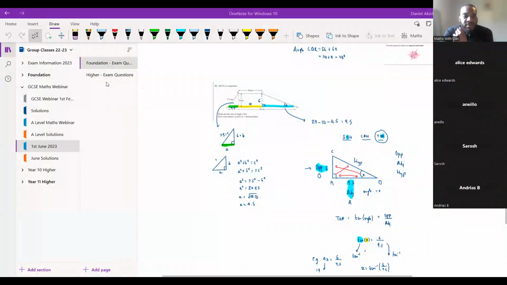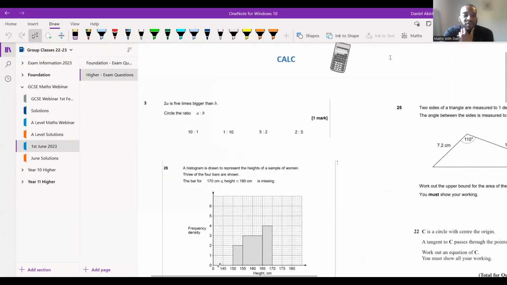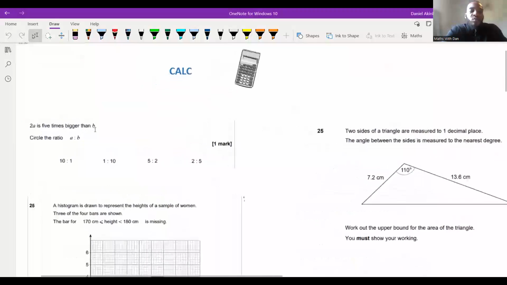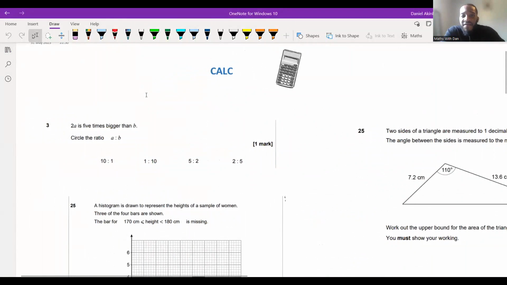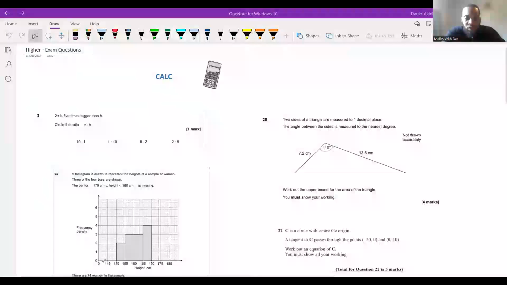Let me get my whiteboard up. Okay, so here are the higher questions that we're doing today. Before we go through the questions, I'm going to give you a chance to go through it and then we'll go through it together. While I'm explaining, if there's anything you want me to go over again, you're more than welcome to drop a message in the chat, or raise your hand and ask a question.